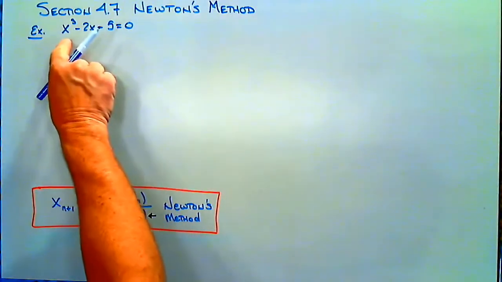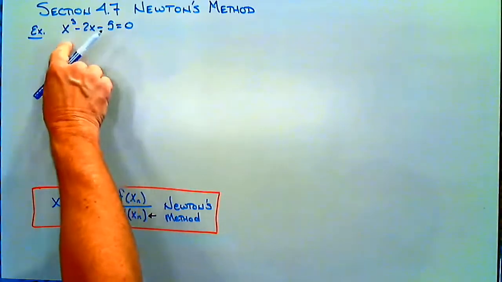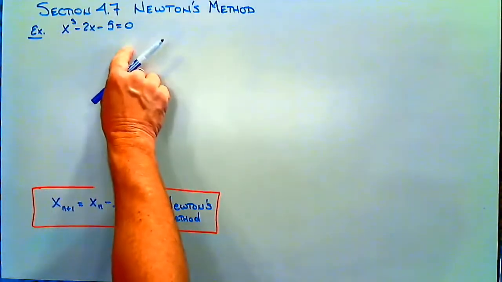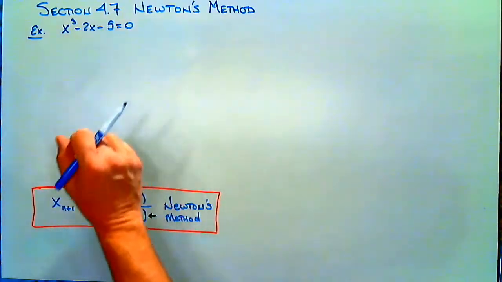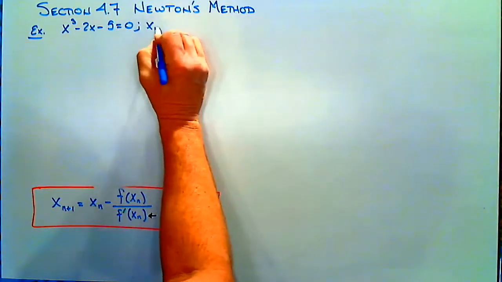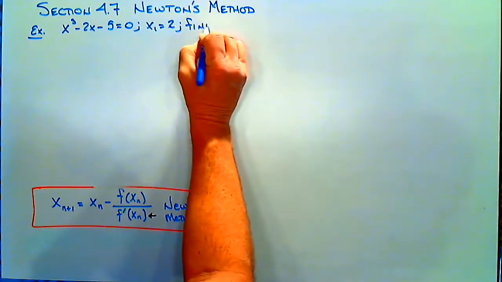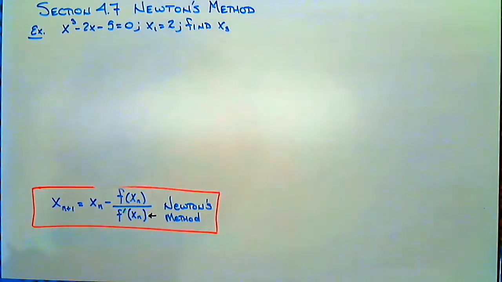So, back to our problem. We have x cubed minus 2x minus 5 equals 0. We want to find a root to this, right? And again, we're not sure if it has 1, if it has 2. Well, no, it doesn't have 2. If it has 1 real root or 3 real roots. So the way the problem reads, it says start with x of 1 equals 2. And it says find x of 3. Okay? Find x of 3. So how are we going to go about that? Well, we're going to use Newton's method.